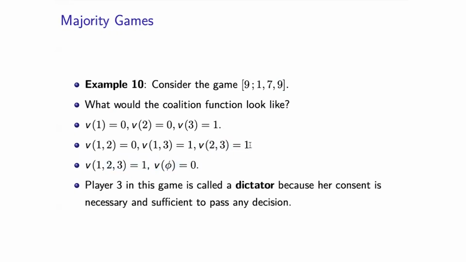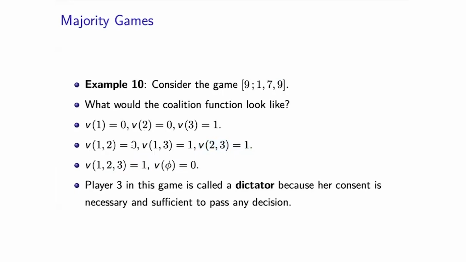2 and 3 is a winning coalition, right? So therefore, that must imply that 1 is a losing coalition, which is verified. 1 and 3 is also a winning coalition, so that must imply that 2 is a losing coalition. But 1 and 2 is a losing coalition, so that must imply that 3 is a winning coalition, which is true here, right? And similarly, V3 is a winning coalition. So, 3 is a winning coalition.